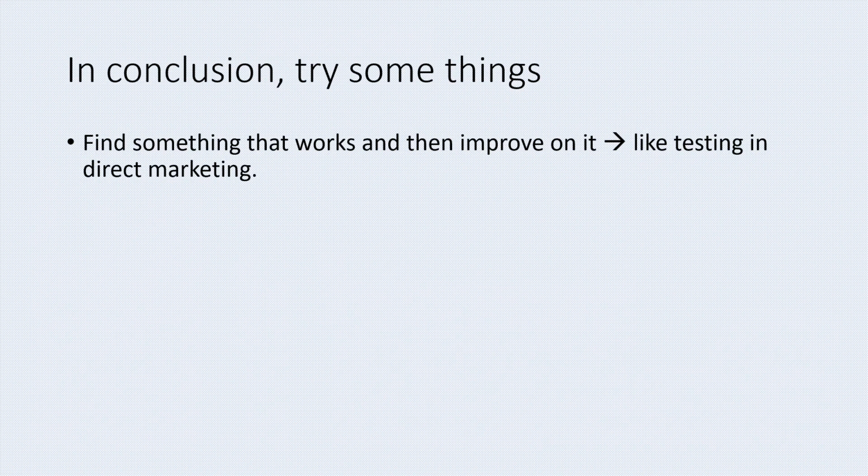In conclusion, try some different types of formulas. Work with a template, work with some guidelines, and see what works best for you. And then, just like we did when we talked about testing of direct marketing offers and lists and messages, keep working with it to continuously improve until you become the best writer that you can be.